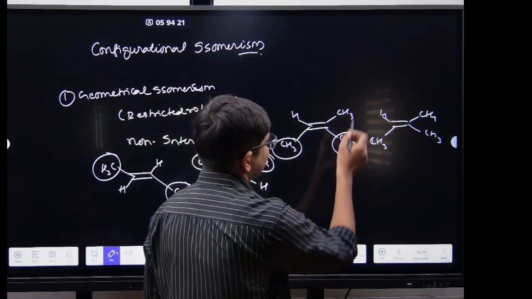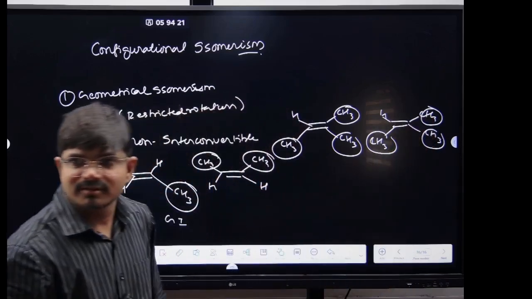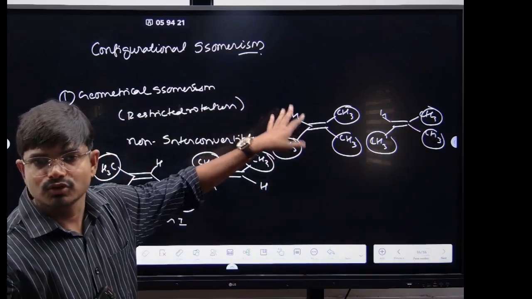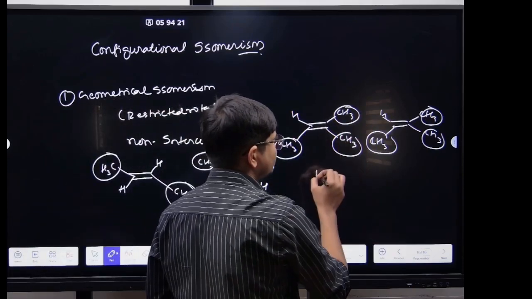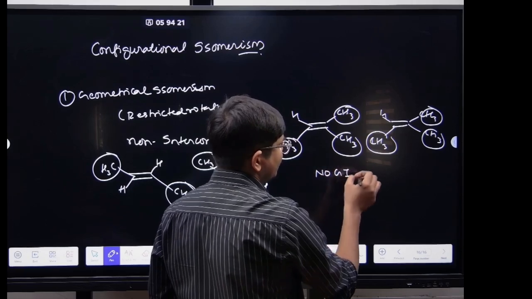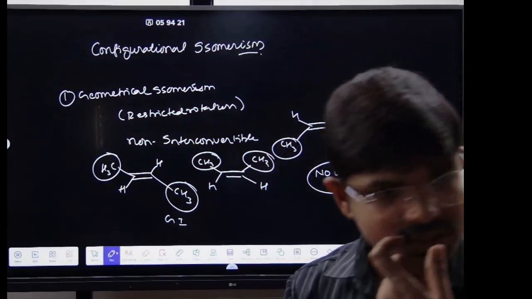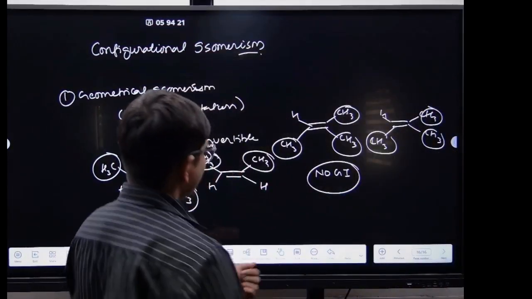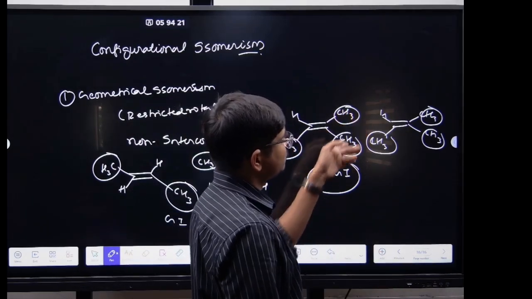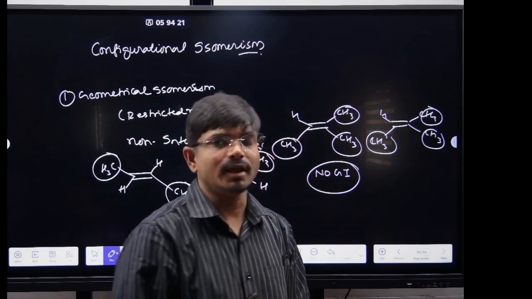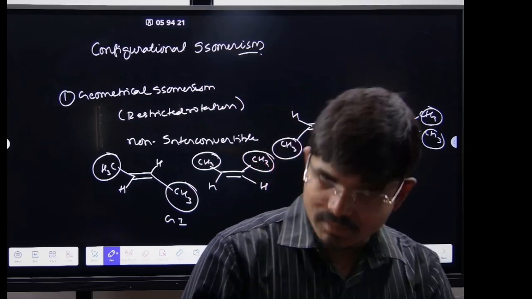CH3, CH3, CH3 are the same. Clear? It means that this compound will not show geometrical isomerism. If these two groups are same, then no geometrical isomerism is possible. Got it? Understood? Now the second one is around a double bond. So in a double bond you have to look whether these two are same or not. If these two are same, then that will not show geometrical isomerism.